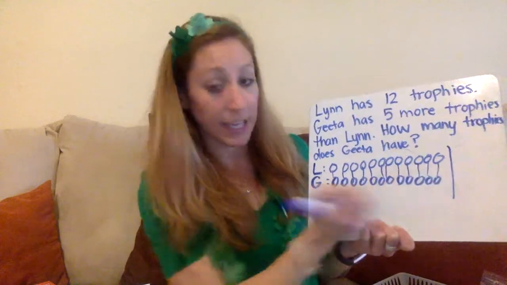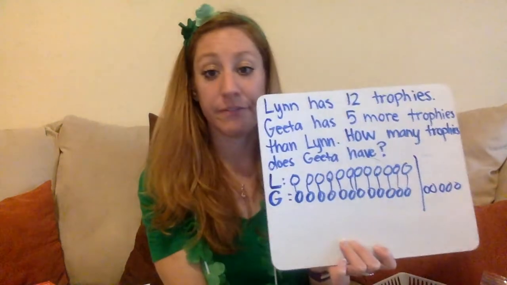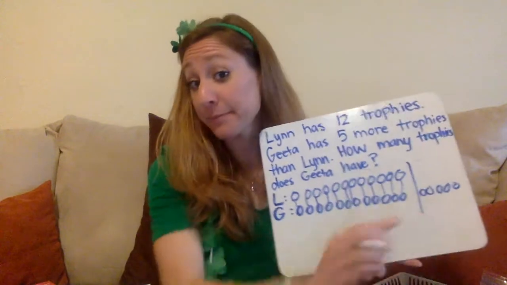So Lynn has 12. Gita has 5 more than 12 because she has 5 more than Lynn. So same, now 5 more. That's different. So I'm going to put it in Gita's row. 1, 2, 3, 4, 5. So you can go ahead and count up Gita's trophies.